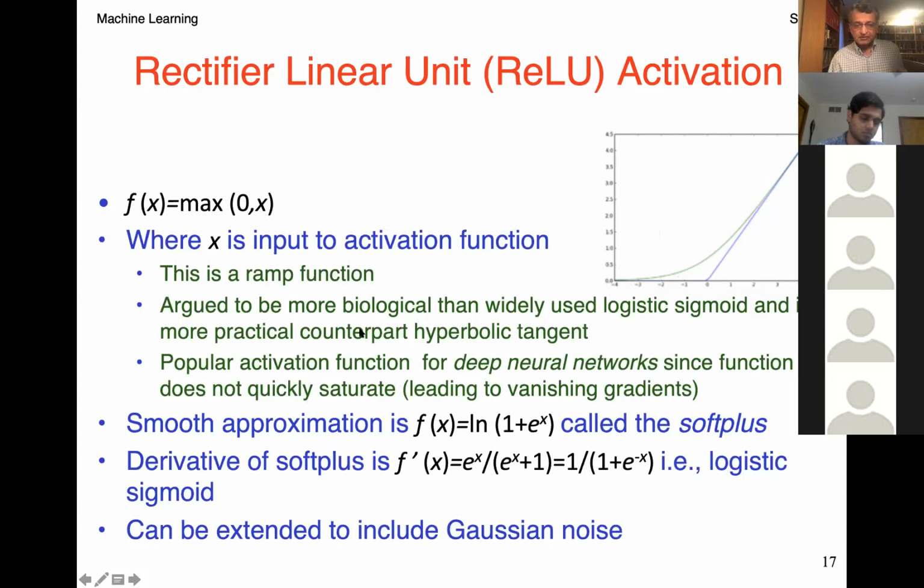And argued to be more biological than the widely used logistic sigmoid and its more practical counterpart, hyperbolic tangent. It can be argued that this is actually the kind of output. It is not going to 1. Previously, it was going to 1. And this is saying, no, just keep on increasing this. It's a popular activation function for deep neural networks since the function does not quickly saturate.